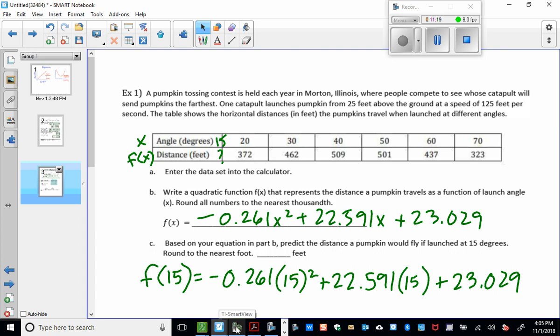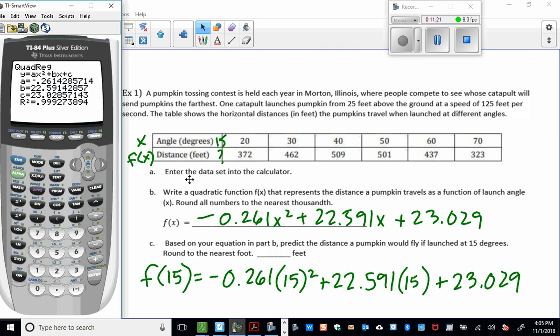Okay. And I'm going to take this green equation and type it into y equals, and we're going to look at it on the graph. I have to clear this one. This is from last time. So I have negative 0.261 x squared plus 22.591 x. Okay, let me make sure I have that all typed in correctly.